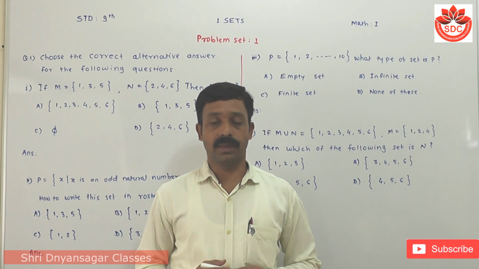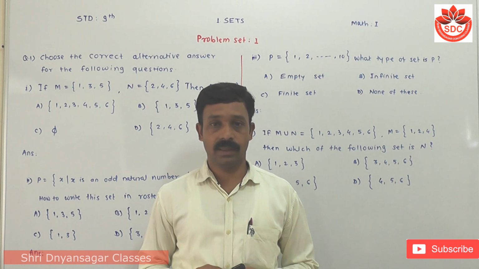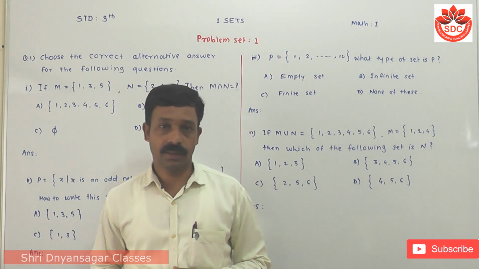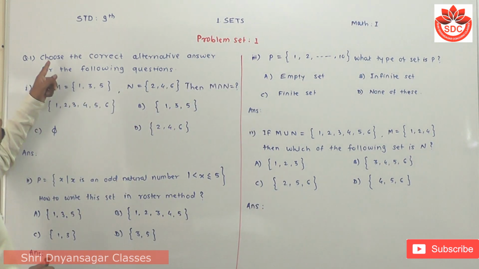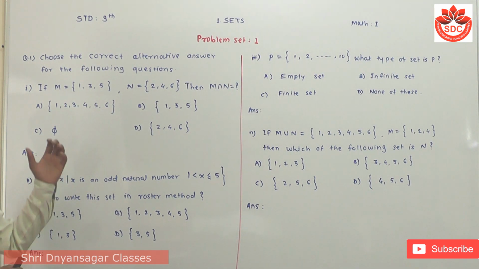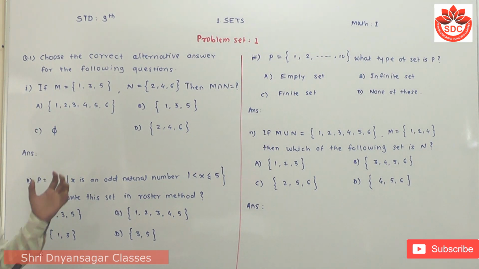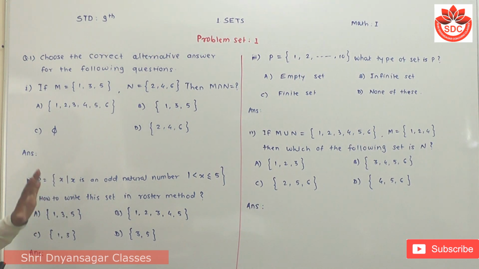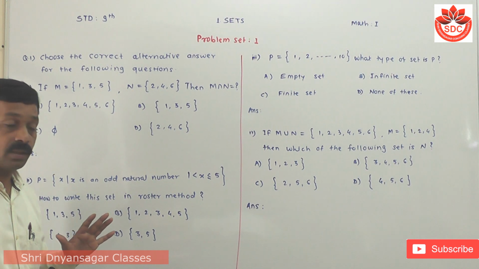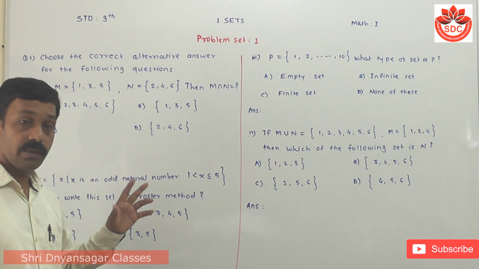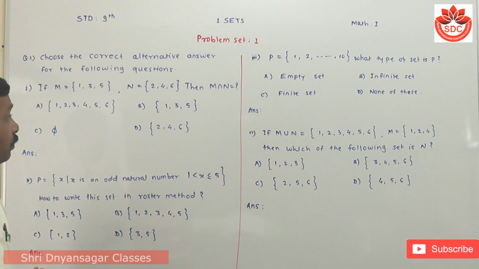Discuss the problem set of the first chapter 6. The first question is, choose the correct alternative answer for the following questions. म्हणजे आपल्याला correct alternative answers बघायचे, meaning this is the MCQ, multiple choice questions. Students, there are 6 sub questions. Here I have taken only 4 questions, the remaining 2 you have to solve at home.